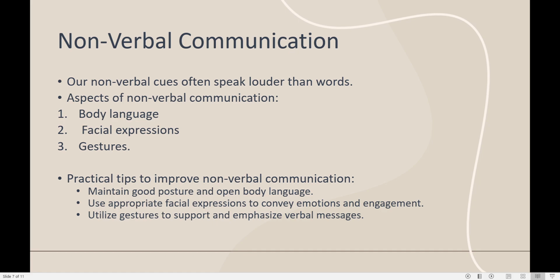Now, non-verbal communication. What is non-verbal communication? Our non-verbal cues often speak louder than words. Our body language, our facial expressions, our gestures, they mean a lot. For example, somebody cooked something for you, and you are saying, oh, it's fine, but then you can't stop making faces while eating it. What will happen? That person will know that you haven't liked it. What did your words say? That you liked it. But what did your non-verbal communication say?